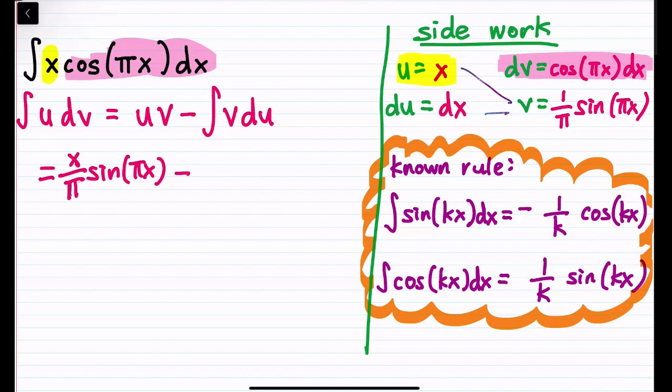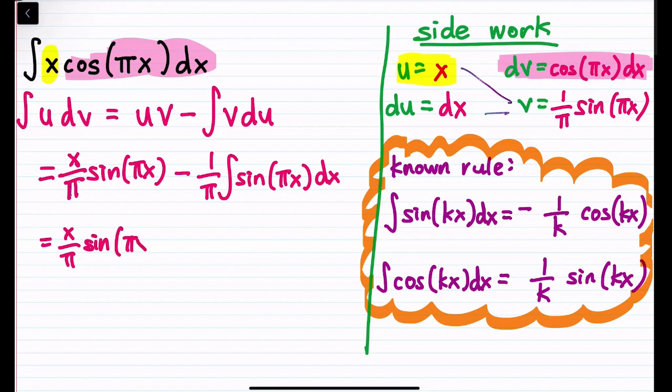Okay, so you'll multiply these two. I'm going to go ahead and take out the constant to the front of the integral symbol. So that's going to be 1 over pi times the integral of sine of pi times x. Okay, so the first term stays the same. And now for the second term, deal with finding the integral of sine of pi times x.